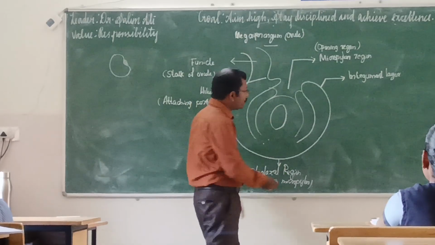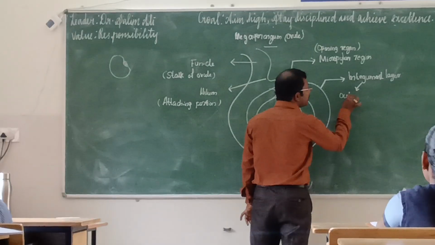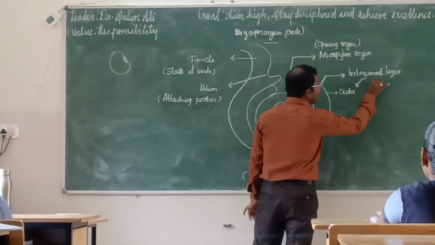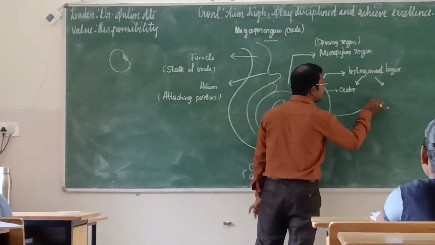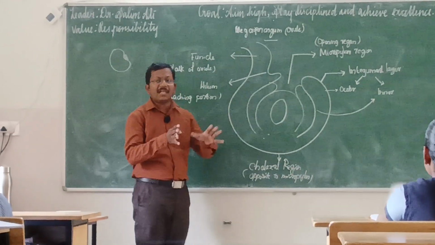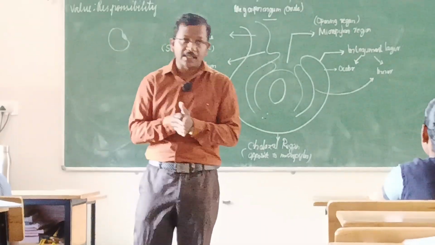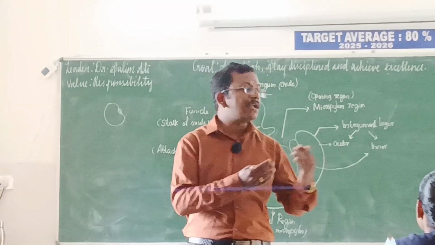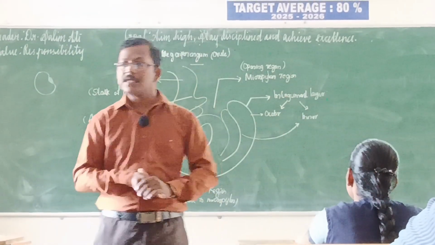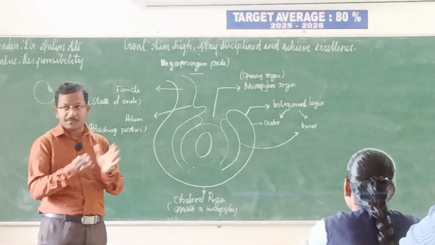Here, the integument layers are further classified into two. The outer integument is the outer portion, the first layer, and the next one is the inner integument, the inner region. So once again, the integument layers, the protective layers of the ovule, are further classified into two types: the outer integument layers and the inner integument layers. Okay, so two types of layers are there.